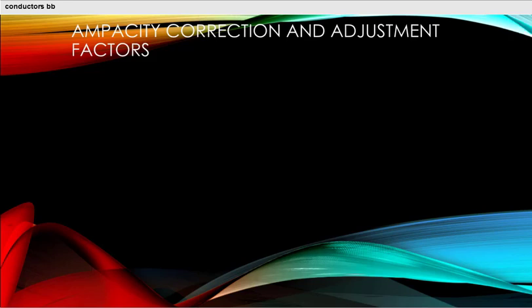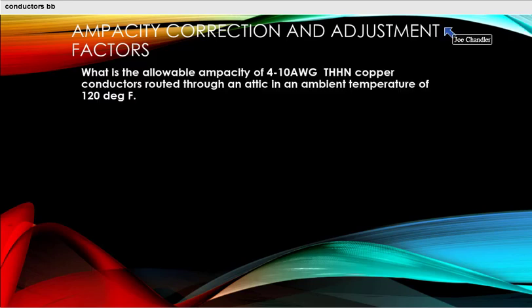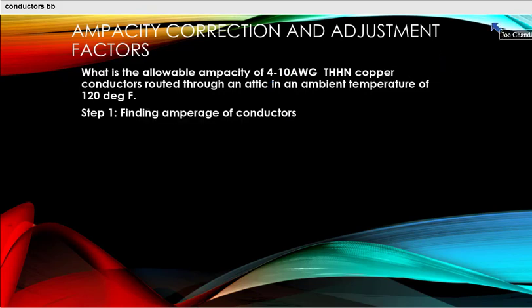Okay, let's do an example. Let's see what is the allowable ampacity of 4 number 10 THHN copper conductors routed through an attic in an ambient temperature of 120 degrees Fahrenheit. We don't know any temperature ratings of any terminal, so we're just going to base our values off of the insulation type because we know nothing else. And the wire size is already determined for us.